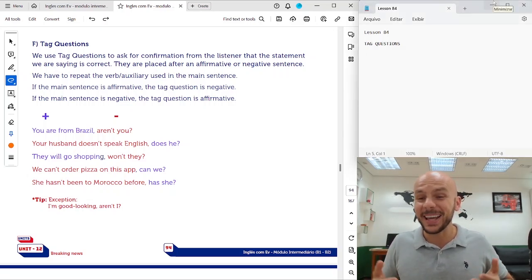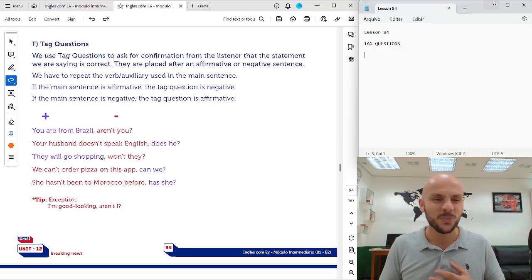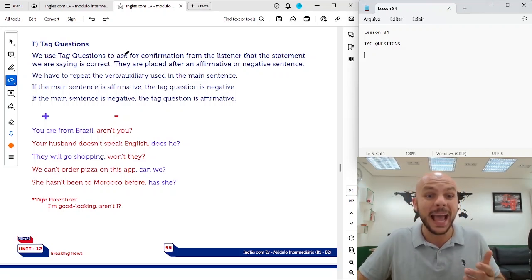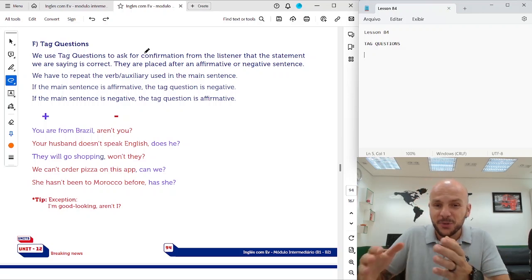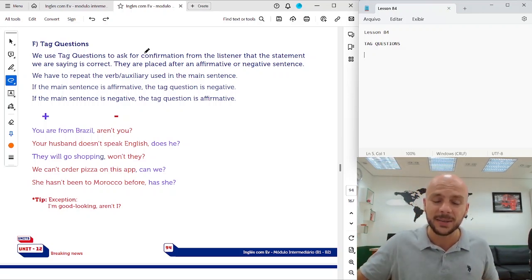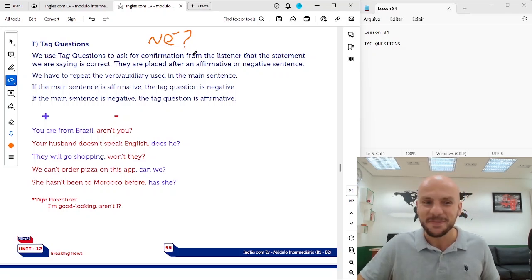Unit 12, Lesson 84, Tag Questions. What is this? What do we use tag questions for? We use tag questions to ask for confirmation from the listener that the sentence we are saying is correct. Basically, it's the same as saying "né" at the end of the sentence, right? When you say something and then you say "né".